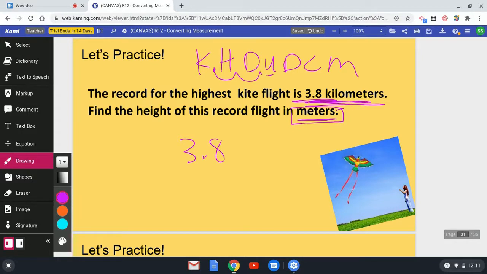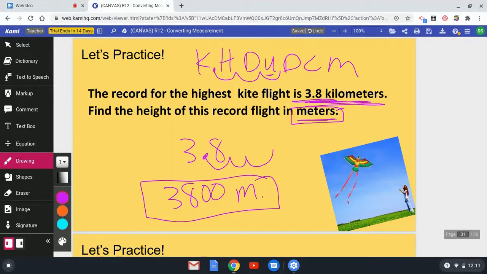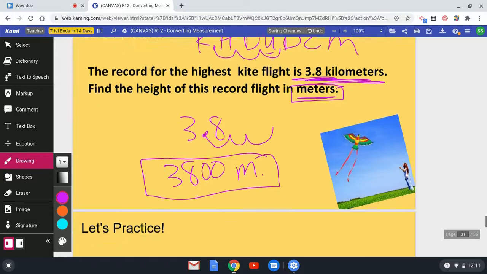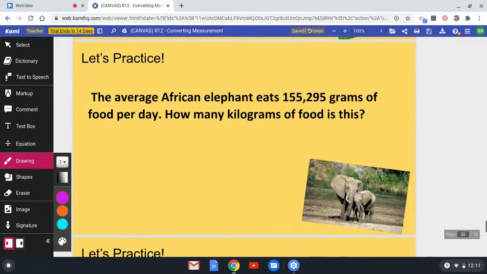1, 2, 3 to the right. So I'm going to start here and go 1, 2, 3 to the right. So I would have 3,800 meters. Woo! Try this one on your own.